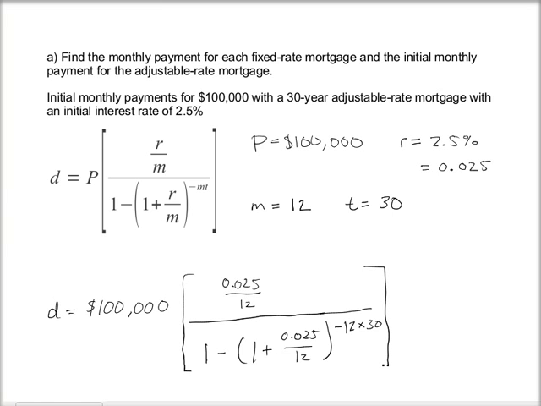If I put that in my calculator, I'm going to get an initial monthly payment of $395.12. So that is about $50 lower than the payment on the 30-year fixed rate mortgage. So your initial payment is starting out a little bit lower, but again, it could go up later if the interest rate goes up.